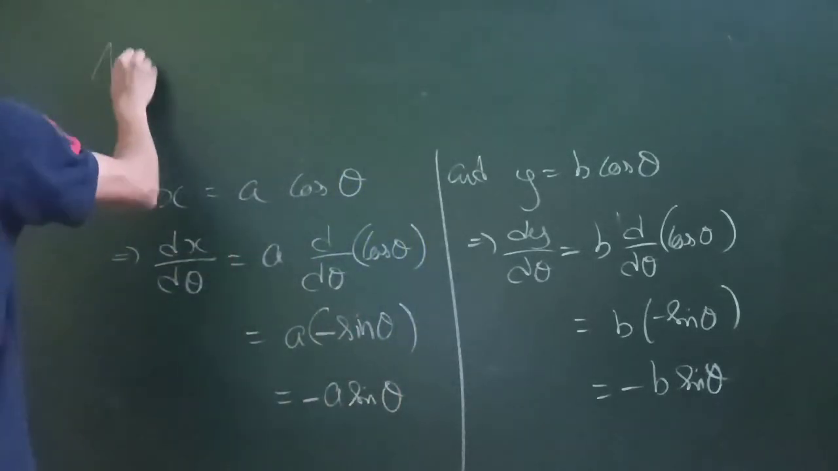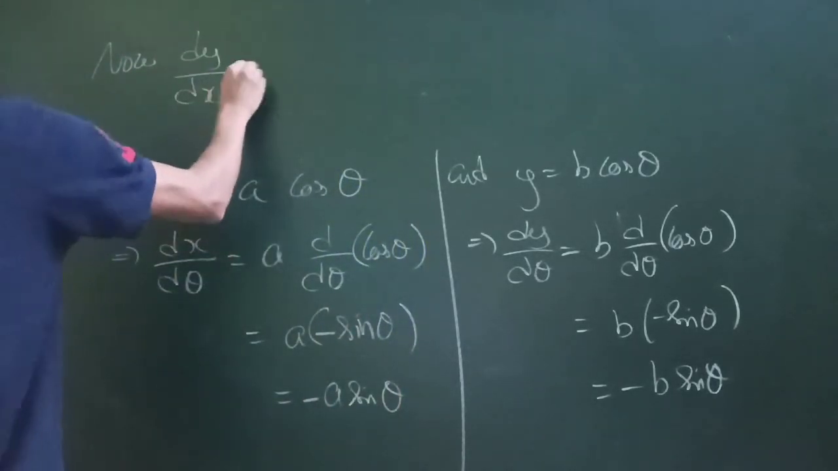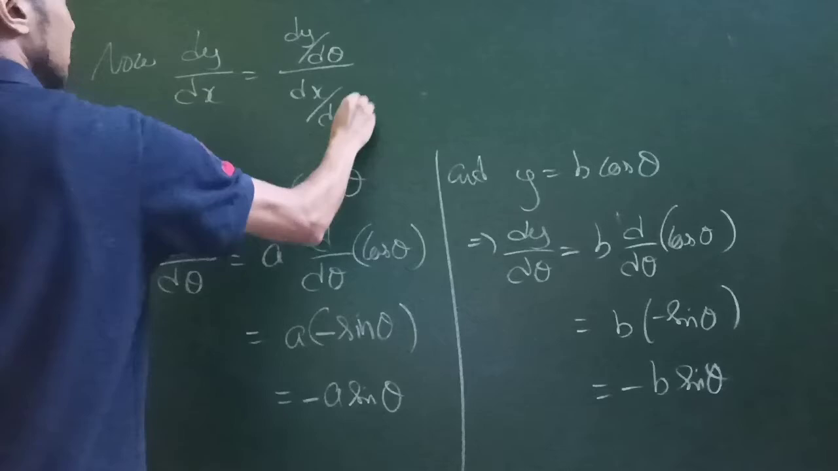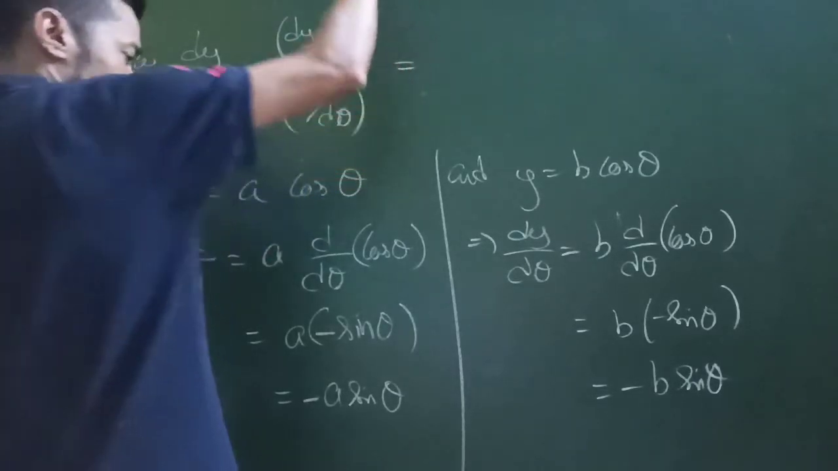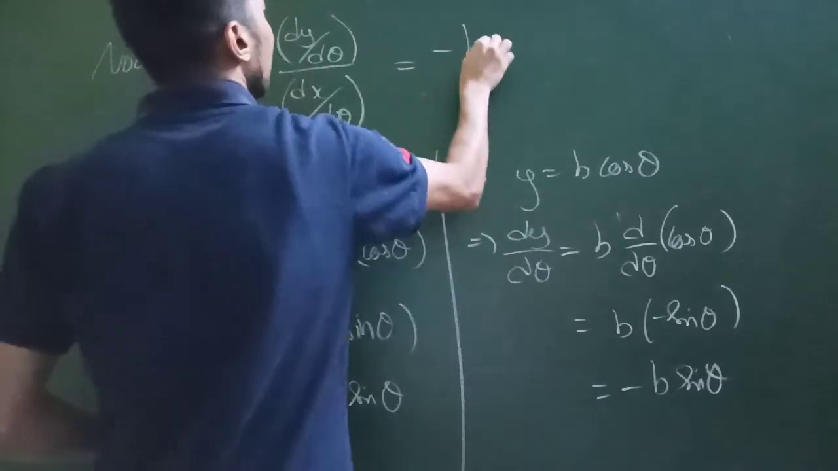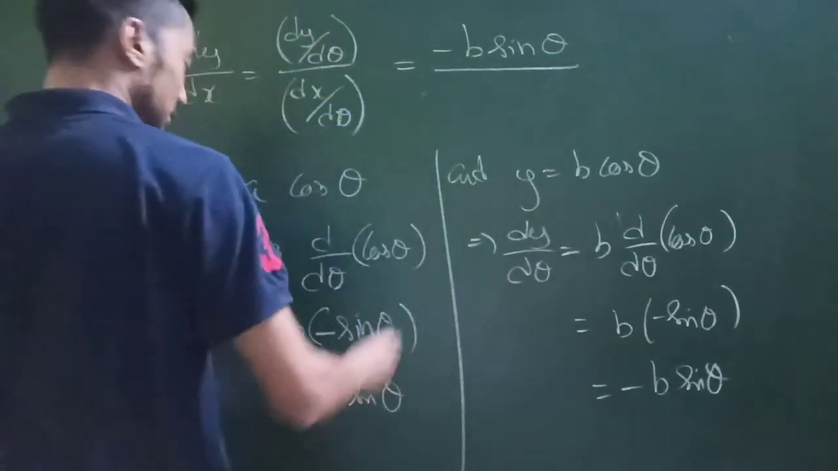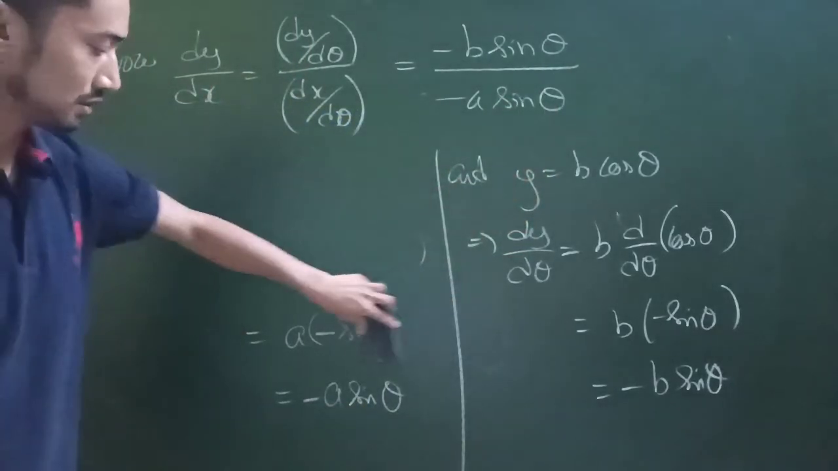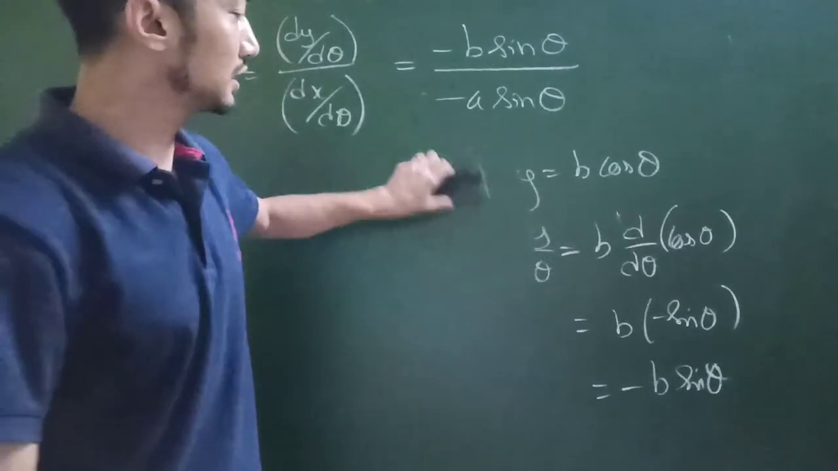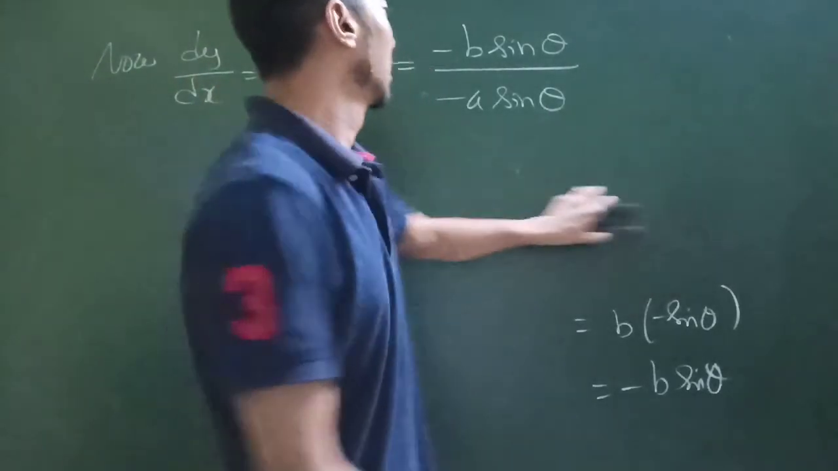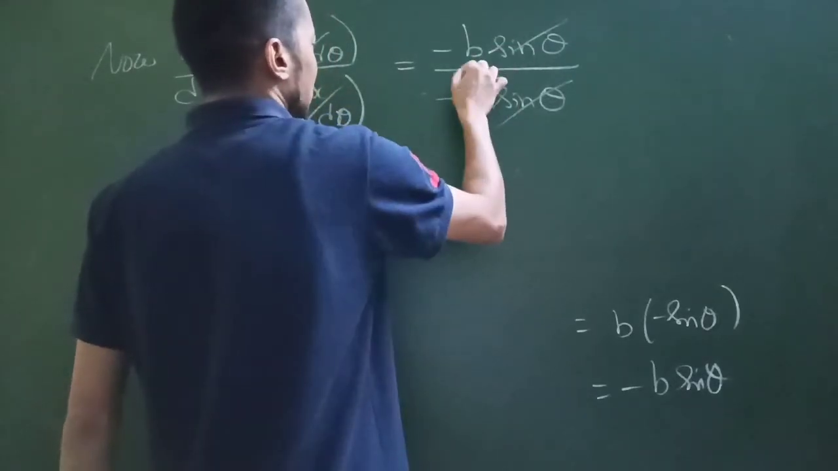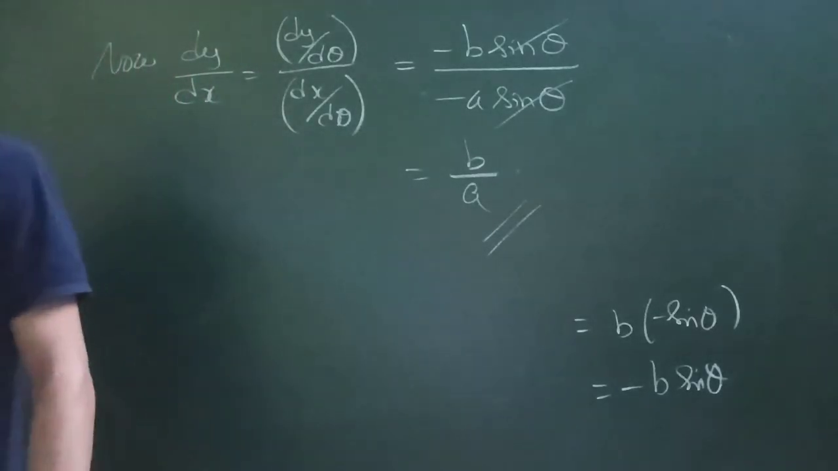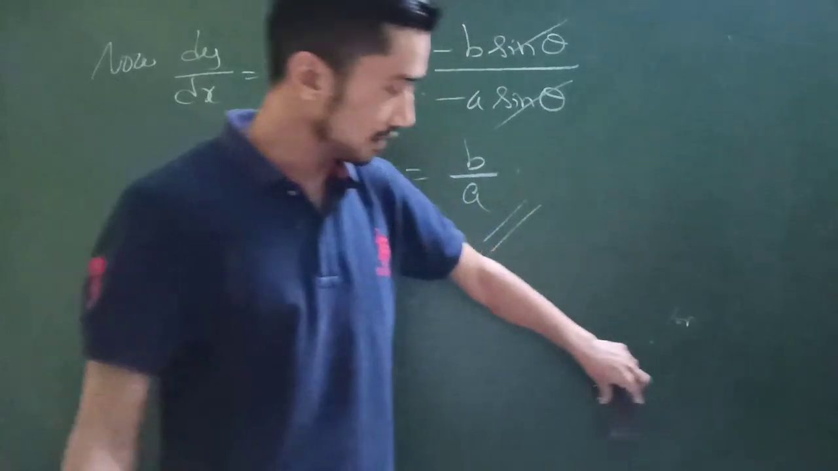Now let's connect them. dy/dx will be y differentiated with respect to the parameter theta, over x differentiated with respect to theta. What is y, the second one? Minus b sin theta. First one, minus a sin theta. So solve it. What do you get? Sine theta gone, minus gone. So we have b by a. I guess that's it. Isn't it not very difficult?